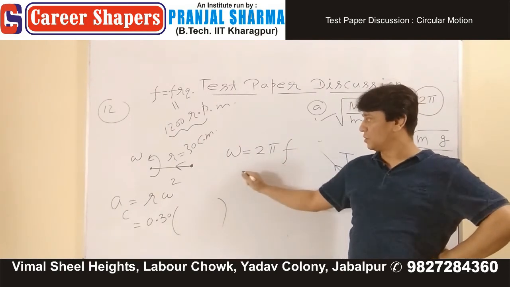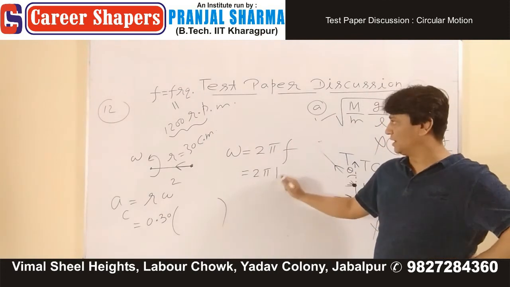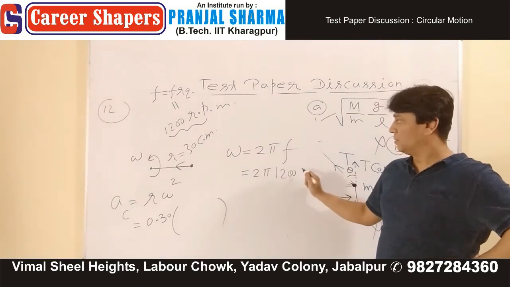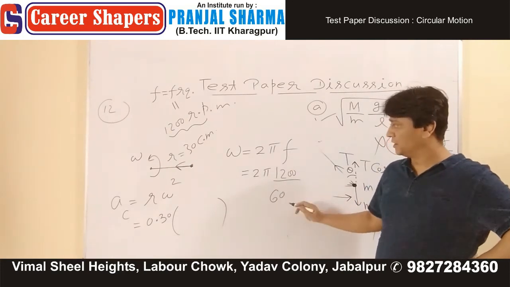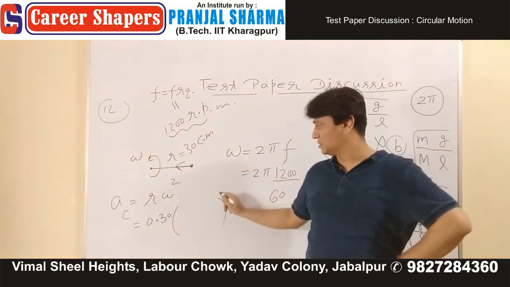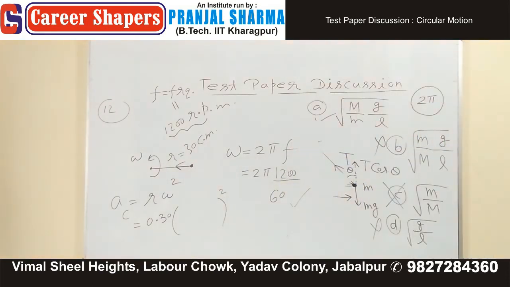So for us, omega is coming what? 2 pi. Frequency is 1200 per minute. 60. Use this omega, put it here, square, multiplied by 0.30, and you will get your answer.